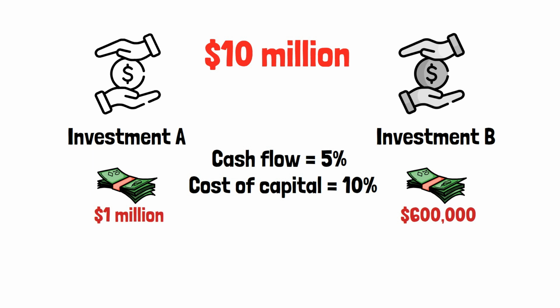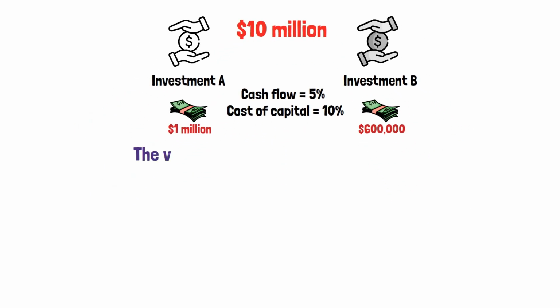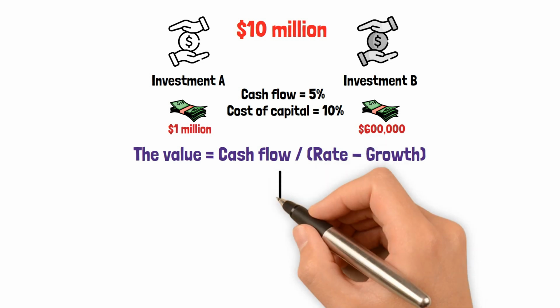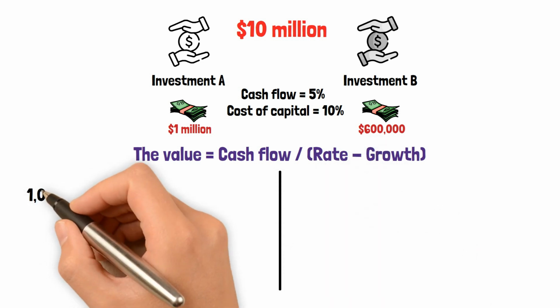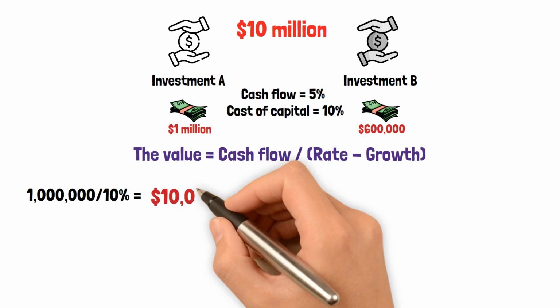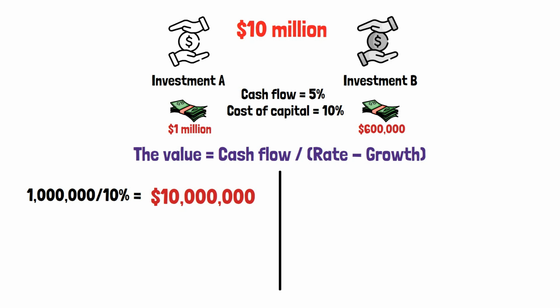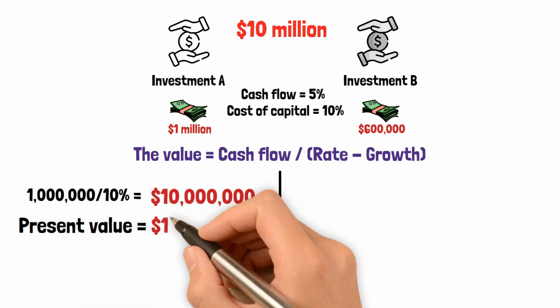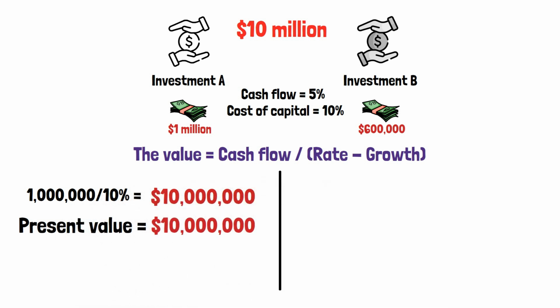To compare the investments, we can use the perpetuities formula, which, if you recall, was the value equals the payment, or cash flow, divided by the rate minus the growth. For Investment A, the annual payment is $1 million, divided by the rate, which is the cost of capital, of 10%. There is no growth, so the denominator is just the rate. 1 million divided by 10% is $10 million. So, Investment A has a present value of $10 million.